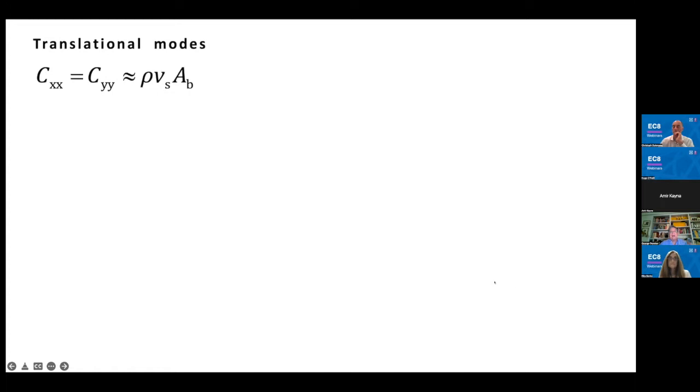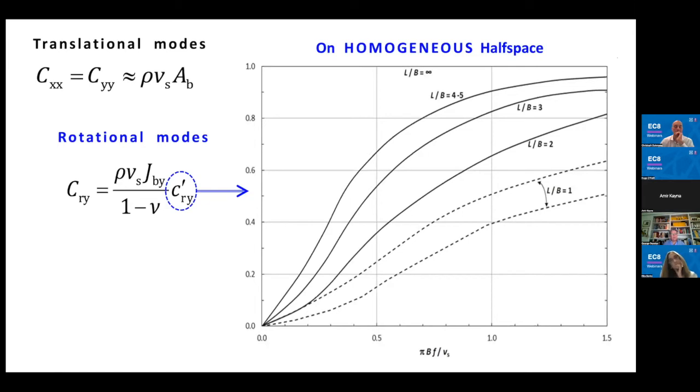Please, let's move. For damping, for the translational modes, the damping is simply mass density of the soil, wave velocity times the area. The exception is the rotational modes. Take one of them, say RY, the dashpot constant. This is not the damping ratio, it's the dashpot that goes with the spring, okay? And this has the moment of area, JBY, of the foundation. And it has this coefficient, CRY, which is a function of the frequency of excitation. And you can see that it starts from very low values to reach the maximum. We'll talk about it in a while. Please, let's move to the next one.